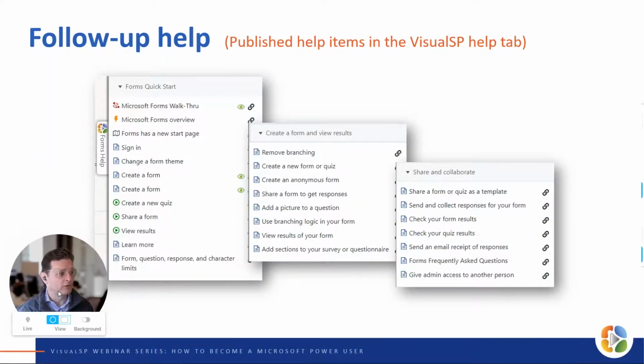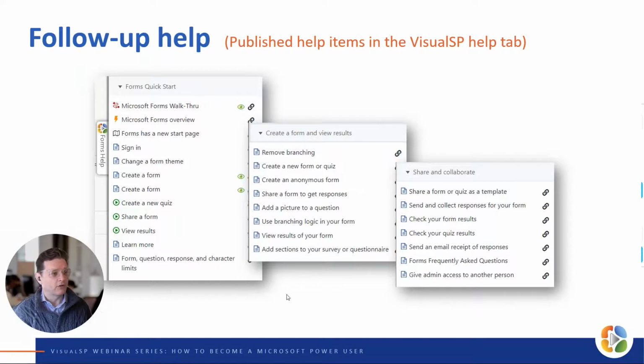As always, there is other help available. You don't have to remember everything we talk about in the demos here. You'll see, as we have it right up here, quite a few help items are available in the Forms app from the VisualSP Help tab. Now, there are several of these that cover things that we just talked about, like choices about branching logic. Here's how you get rid of branching if you put it in or change your mind later. Here's how you use the branching logic.